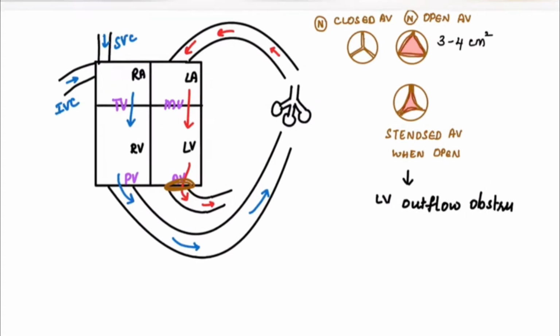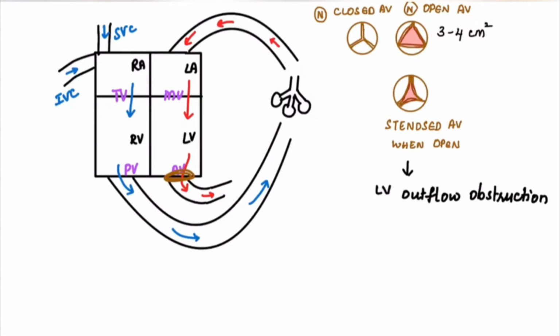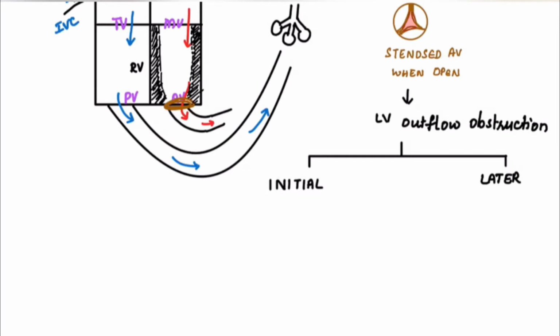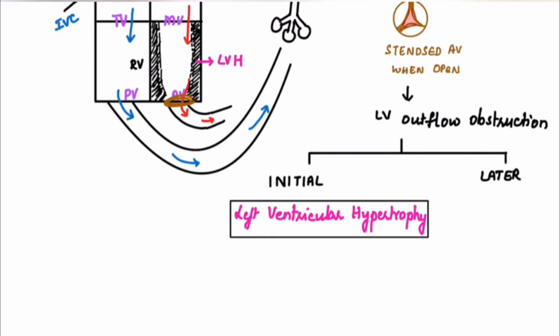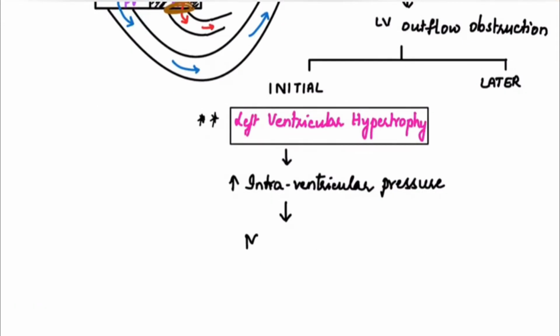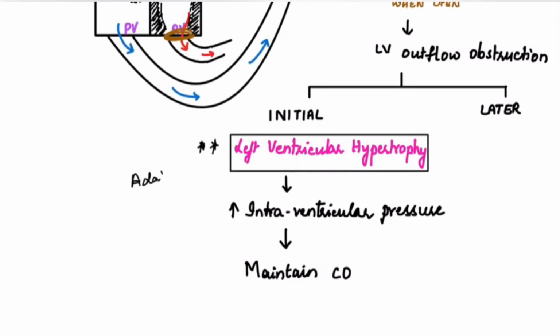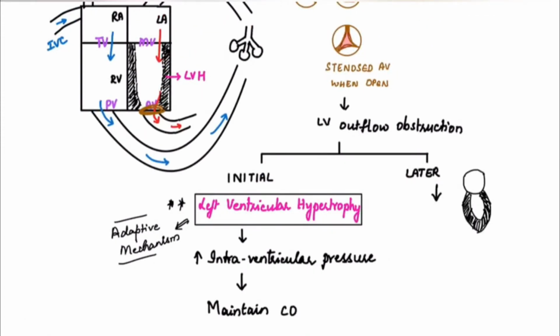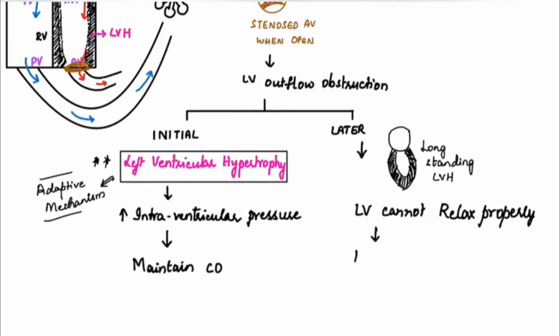And to overcome this outflow obstruction in the initial stages, the left ventricle will increase its contraction, thereby leading to left ventricular hypertrophy. And then the left ventricular hypertrophy leads to increased intraventricular pressure to maintain the cardiac output. So, left ventricular hypertrophy is an adaptive mechanism that occurs in aortic stenosis to maintain the cardiac output. As the left ventricular hypertrophy occurs, the muscle mass is increased in the left ventricle, and so with time the left ventricle becomes tight and it cannot relax properly, leading to diastolic dysfunction.